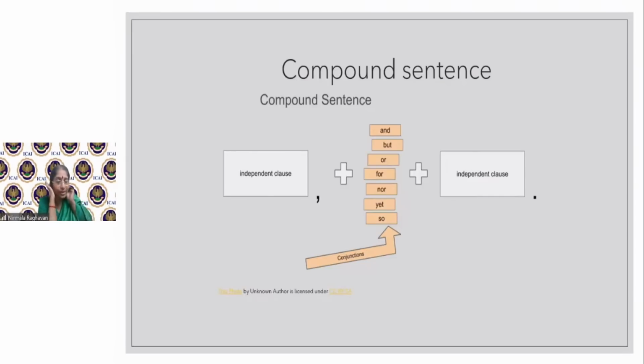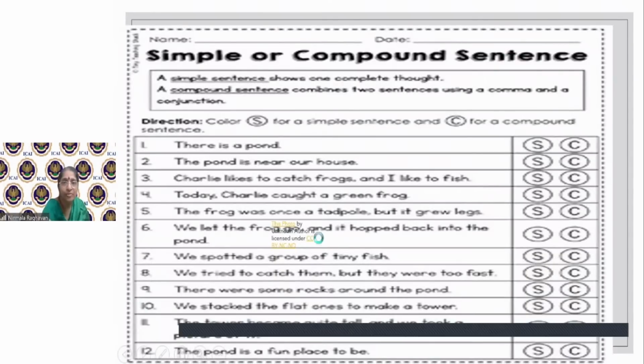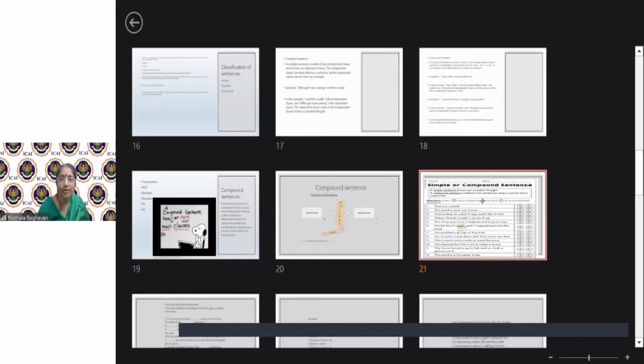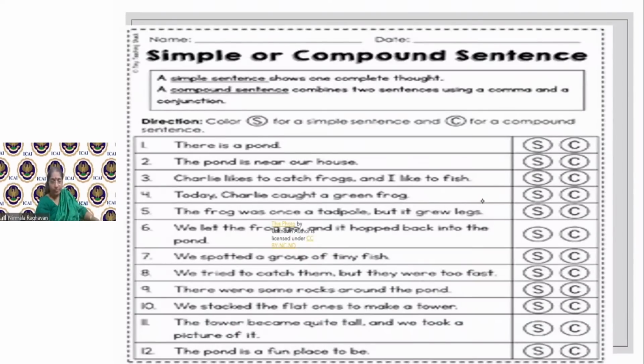Now look at this. This you will understand. Two independent clauses joined with a conjunction is a compound sentence. Now look at this. Identify whether it is a simple or a compound sentence. There is a point. So you will have to identify whether it's a simple or a compound sentence. Quick. Very quickly.